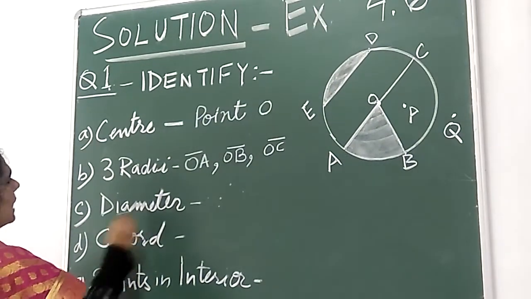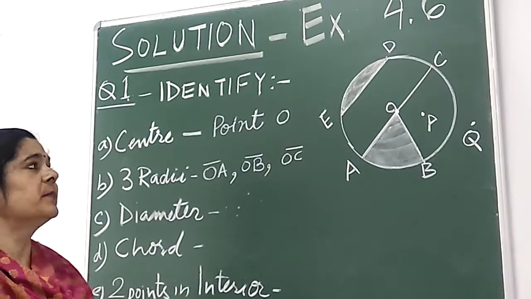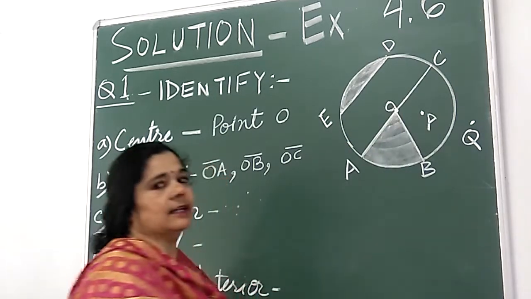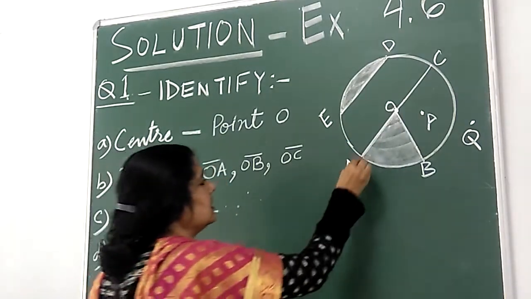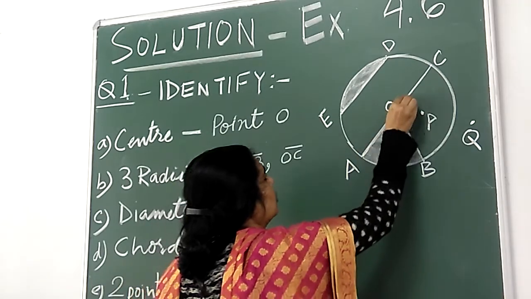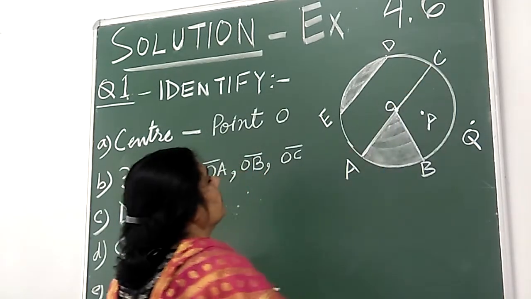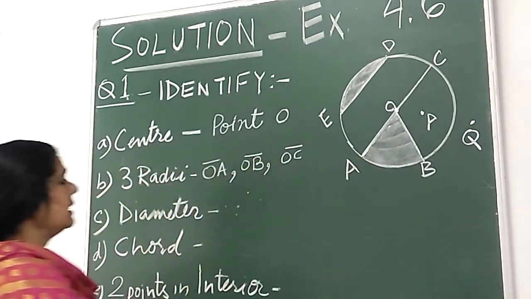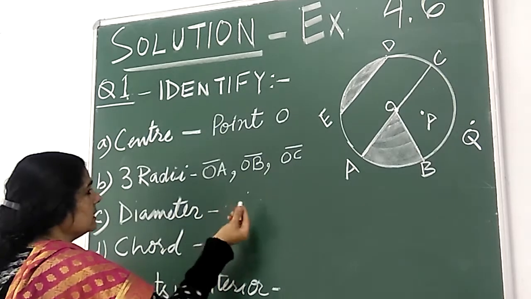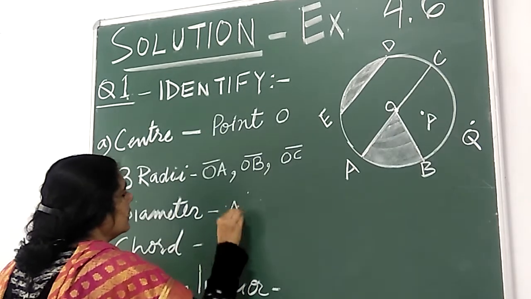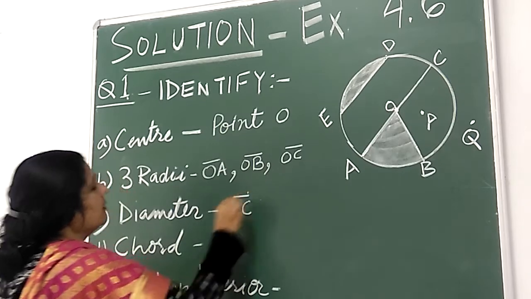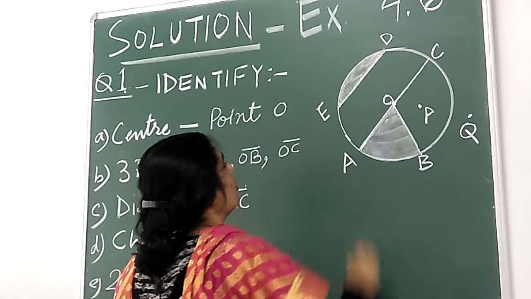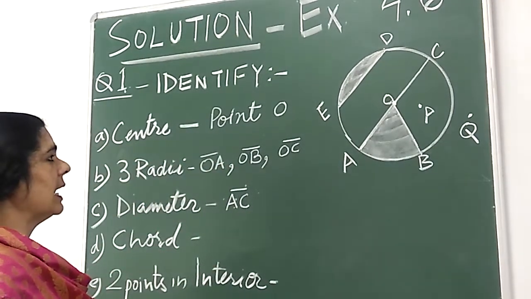Now what is diameter? Diameter, I told you children, a chord that is passing through the center. See, this is a chord. It is passing through the center. So, diameter is CA. CA is a diameter. Or you can say AC also. AC line segment that is passing through the center, passing through O point, and this is a diameter.